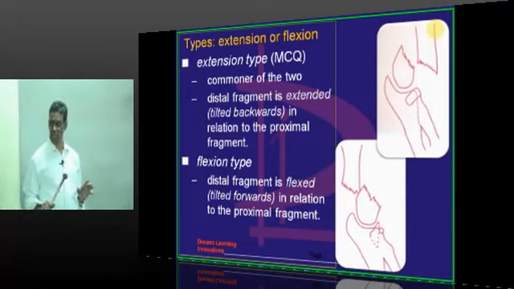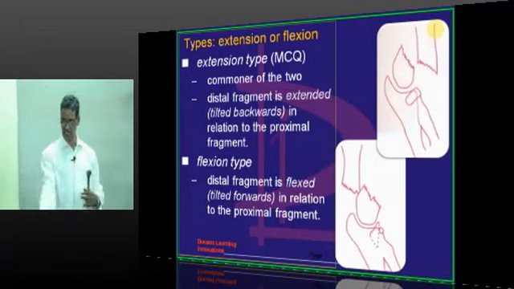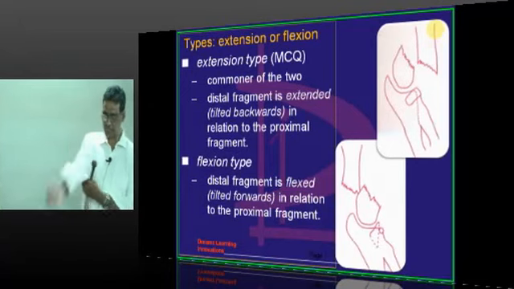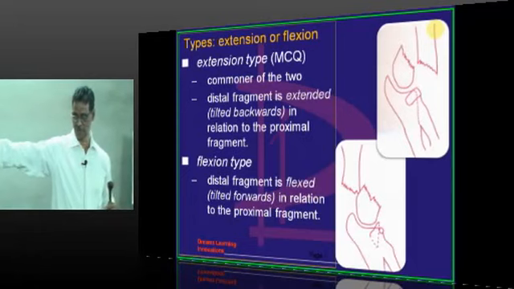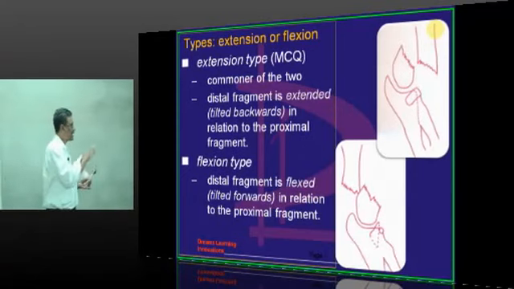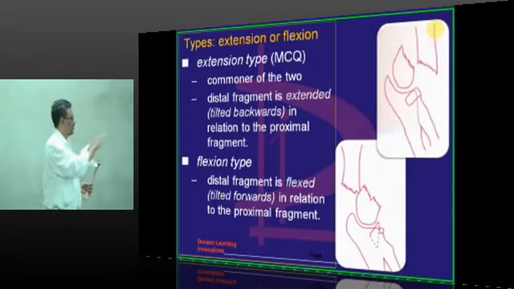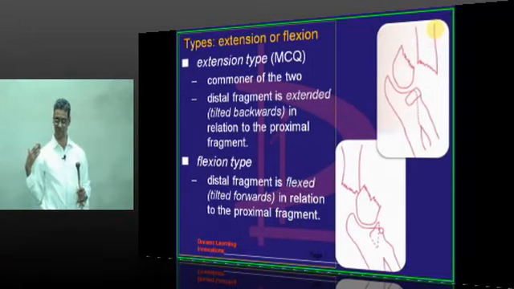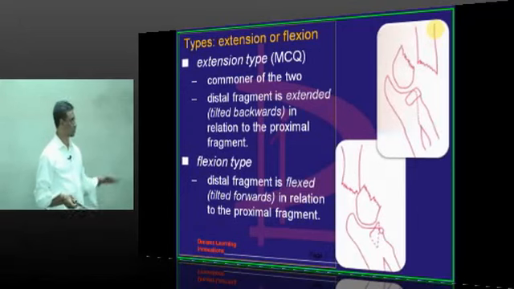In order not to have confusion about what is extension and what is flexion type, remember, in extension the forearm is going backward, so the fragment goes backward. In a flexion type, the fragment is tilted forward, coming anteriorly. So that is a tilt.